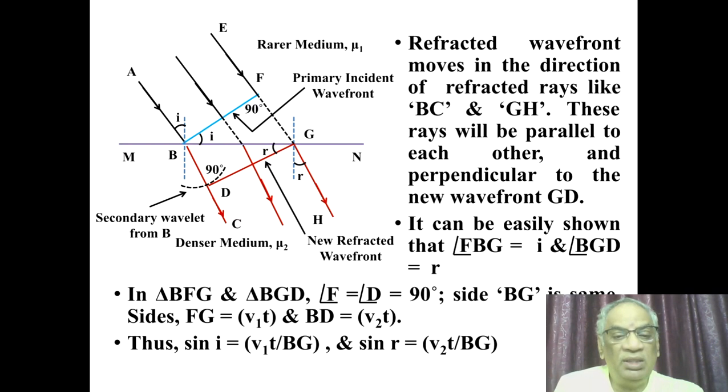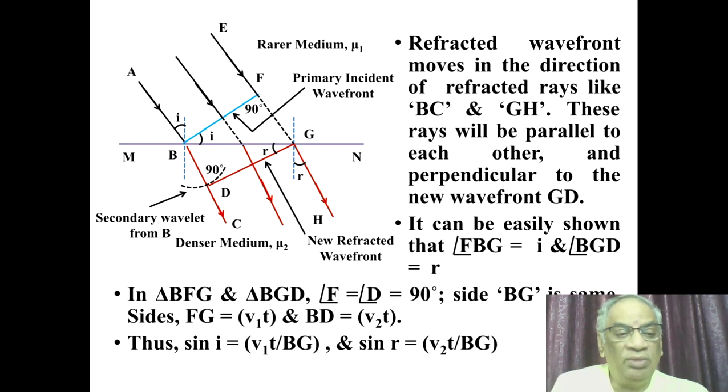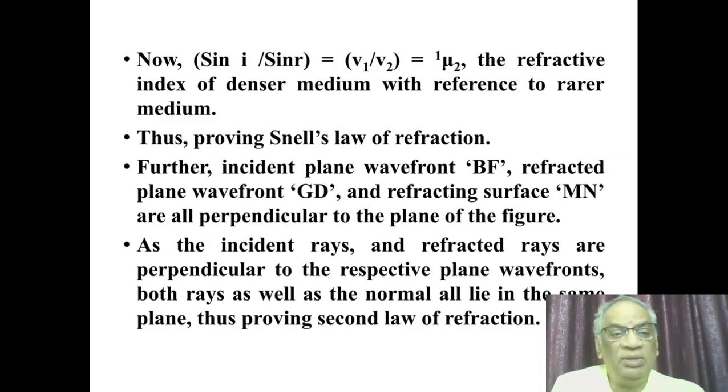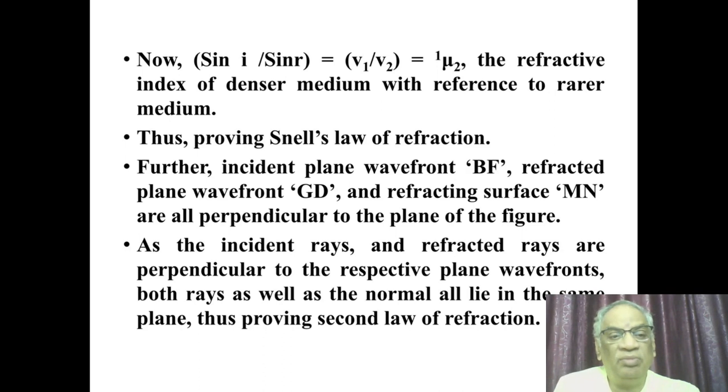The side BG is common, and side FG is equal to V1t and side BD is equal to V2t. Now, from one triangle you can see sin i is equal to V1t by BG, and from the other triangle sin r is equal to V2t by BG. Now, take the ratio sin i by sin r, that will become V1 by V2, which is nothing but the refractive index of medium 2 with reference to medium 1.